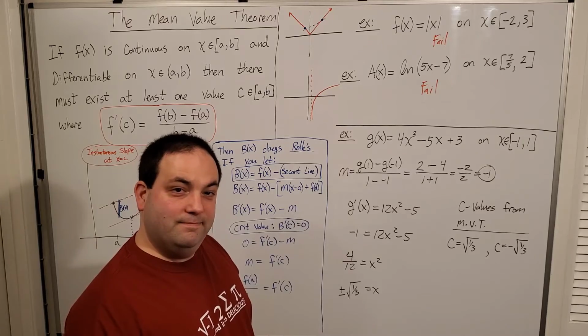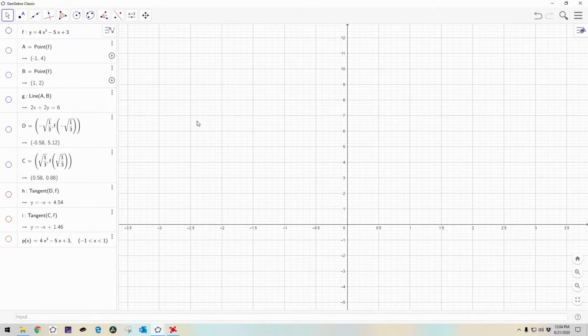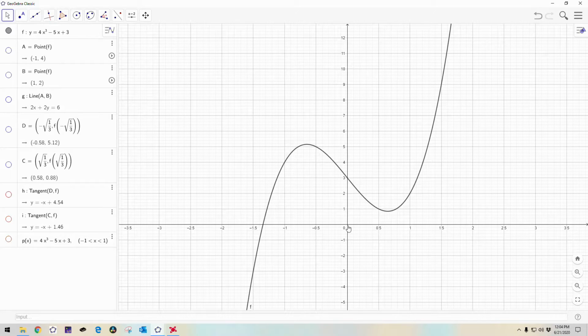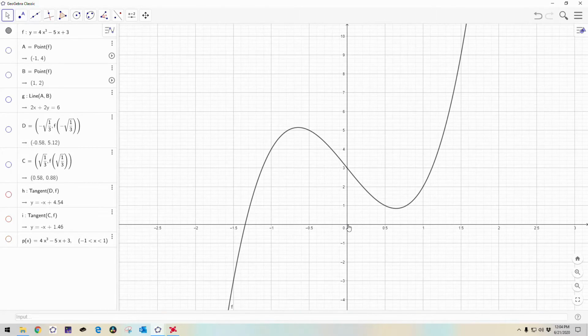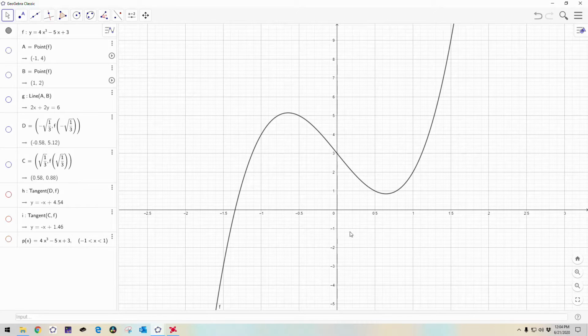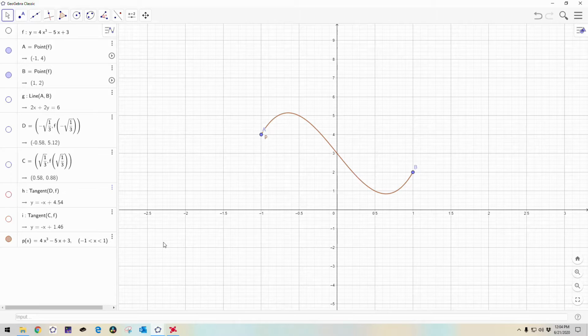Go take a look. Here's the function that we were just talking about, 4x cubed minus 5x plus 3. Notice I did have to extend the x scale a little bit here because the original one was a little too thin to see. We can even zoom in a little bit more here. So then take a look. The 2 endpoints were here and here, when x is -1 and when x is 1. So we're really only talking about a small section of the function, just this piece right here.